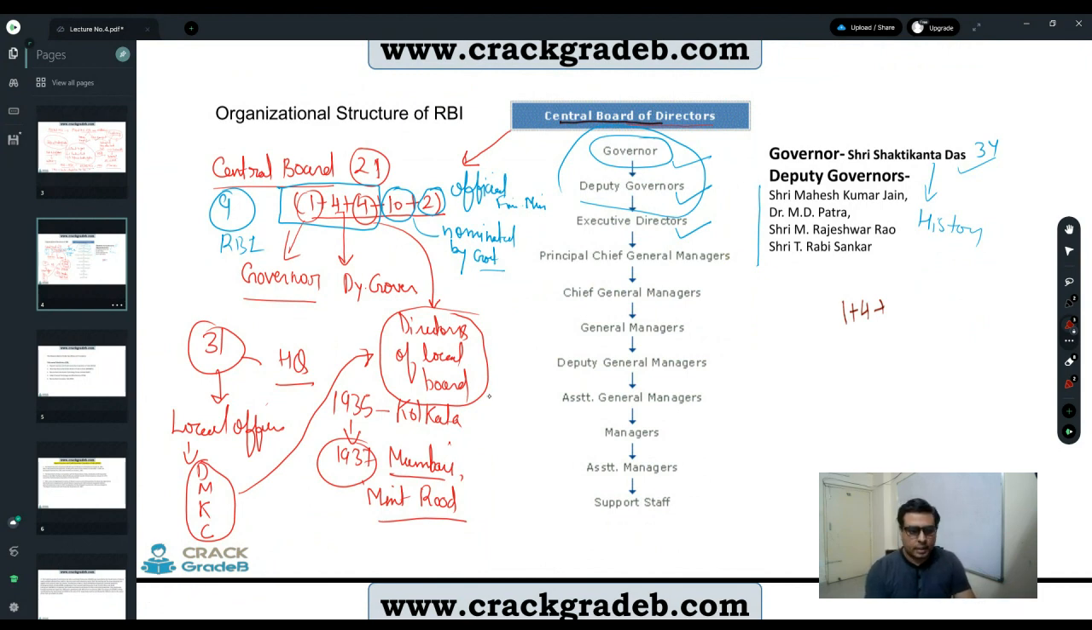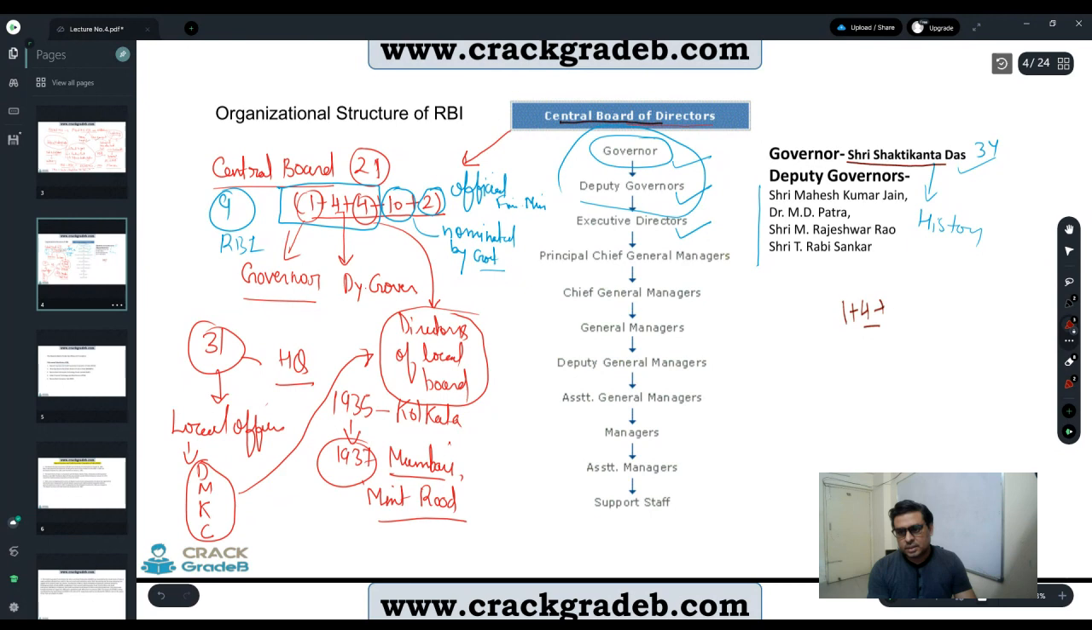Fine. So the heads of the four local offices are known as directors, and they are also part of the central board. The Central Board of Directors is a very important organization. I'll let you know the important features of this central board and why it is very important when I start discussing the functions of the central bank.